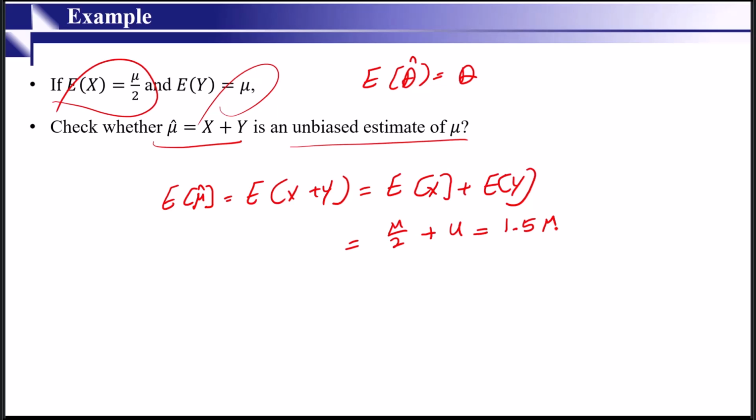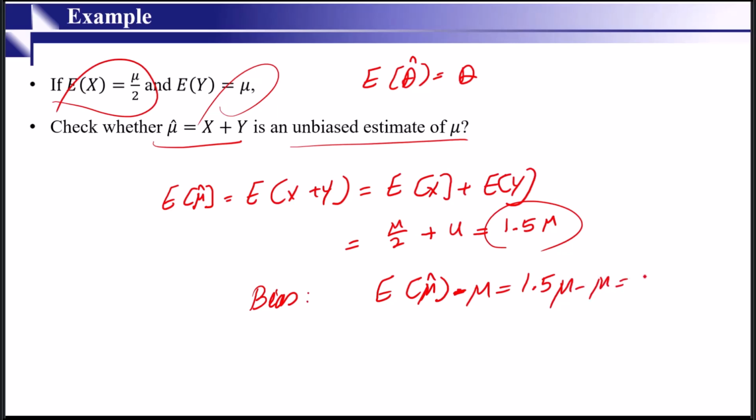1.5 mu. So we want to calculate the bias. So the bias is E of mu hat minus mu, which should be equal to 0 if it is unbiased. So we already found that this one is 1.5 mu.